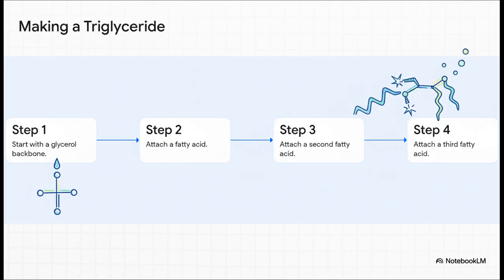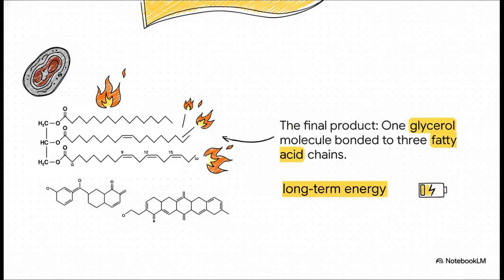So how do you make one? It's actually a surprisingly simple recipe. You start with this backbone molecule called glycerol. Then you just attach one fatty acid chain, then a second one, and finally a third. The name says it all. Tri for 3 fatty acids, and glyceride for that glycerol backbone. Easy enough. And this shot illustrates the final molecule perfectly. You can clearly see that central glycerol part with those 3 long fatty acid tails branching off. This right here is the main molecule your body burns for fuel when it needs that long-term energy.